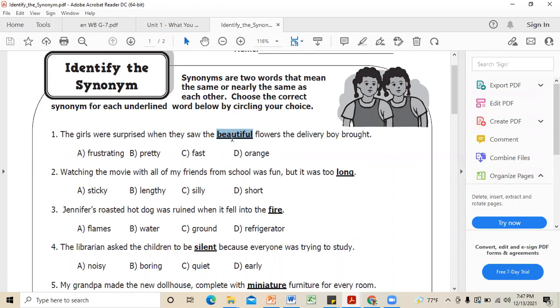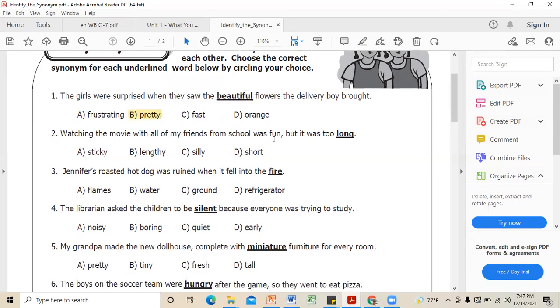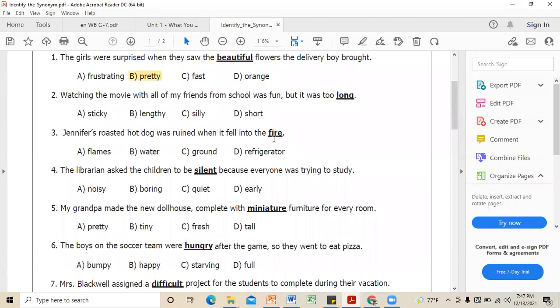The girls were surprised when they saw the beautiful flowers the delivery boy brought. The girls were surprised when they saw the pretty flowers the delivery boy brought. Yes, very good. So it is pretty, right? We already discussed this. It is pretty. Okay, so Sulaksha, yes, you can try the second one.